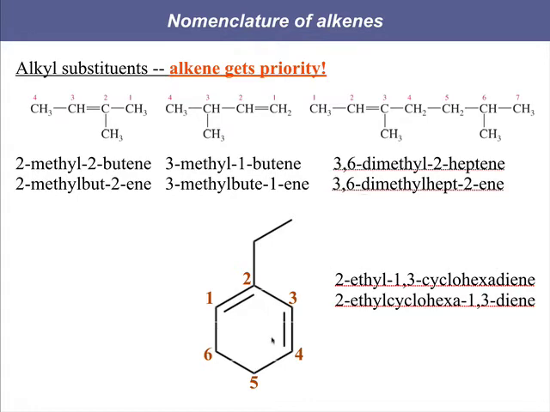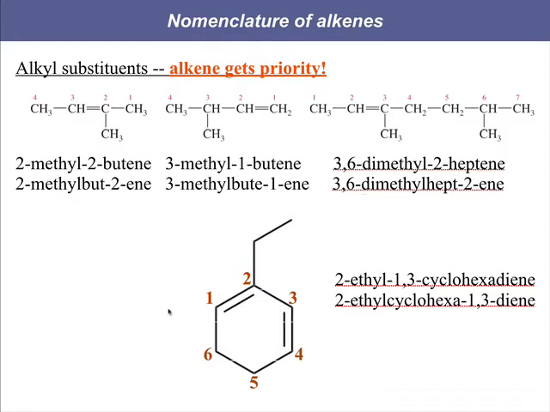If we number it the other direction, if we say start here on the 4 and we go 1 to 2 to 3 to 4, our alkenes are still 1 and 3. Whether we start numbering on the left over here or on the right over here, we always have the alkenes on the 1 and the 3. But if we start on the left, our ethyl gets a 2. If we start on the right, our ethyl gets a 3.